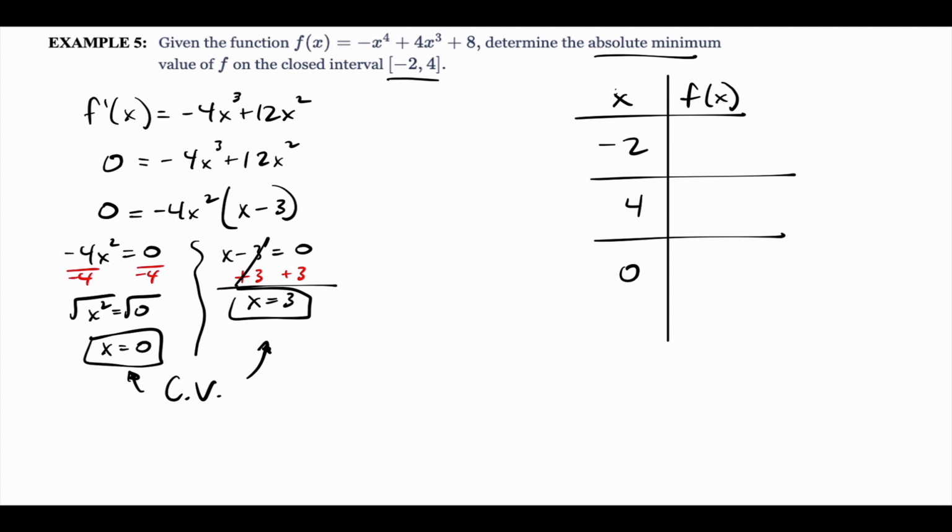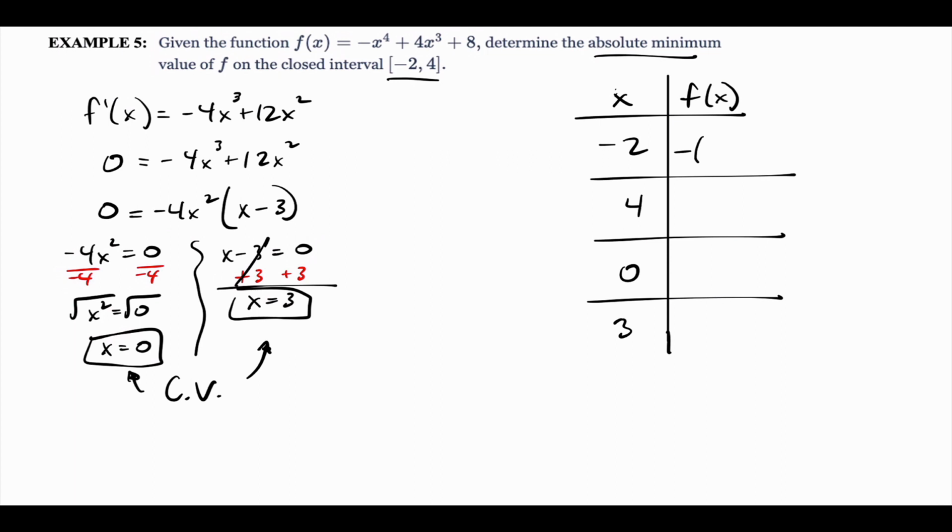If one of them was not inside the interval, we wouldn't check it. Like if 3 was -3, we wouldn't check it. I wouldn't need to put it in my table because it's not in the interval. Only values within the interval. Okay? So we're going to plug in to the original. Be careful when you're plugging to the original because the original starts with a negative in front.